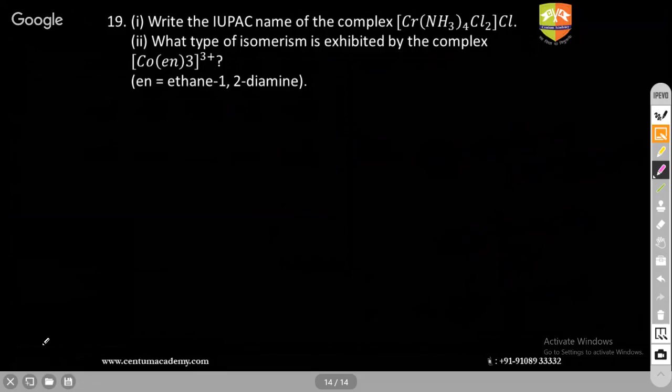Okay, [Co(en)3]3+. What kind of isomerism? Is it optical? Right? What is the denticity of this ligand? Ethene 1,2-diamine. Optical isomerism is correct. It is a bidentate ligand. Okay, there are two donor atoms, bidentate ligand.